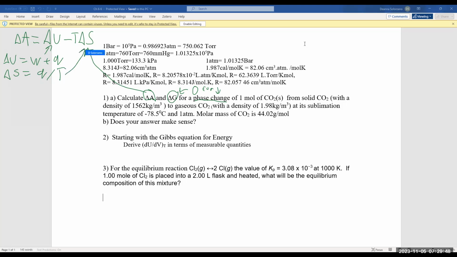So then you can plug those in. Is work plus Q minus T times Q over T. These two T's are going to cancel out, which is going to leave you with work plus Q minus Q, which is going to get rid of the Q's.